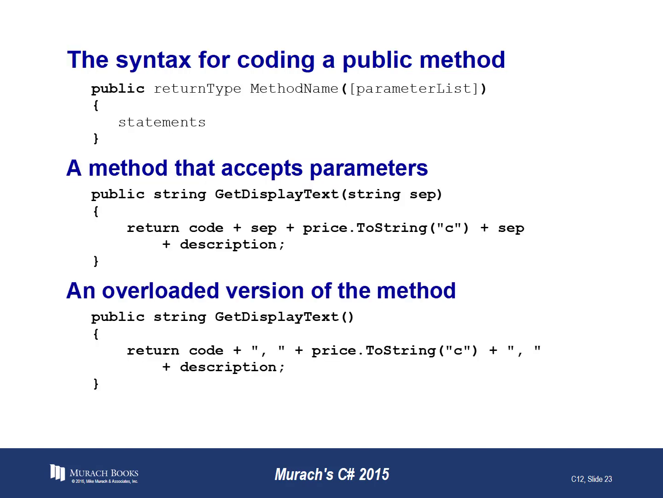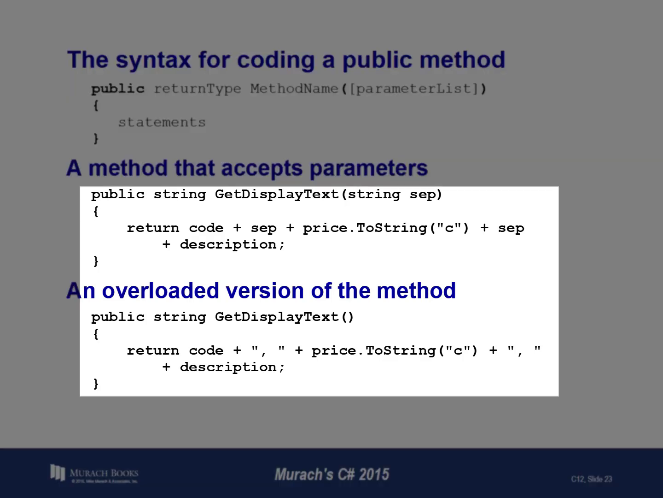If we wanted to get slightly more sophisticated with our method, we could create an overloaded version. In this case, we would type 2 different versions of the same method. One would receive a parameter, in this case the string separator. The other wouldn't receive any parameters. This makes 2 different versions of the same method.